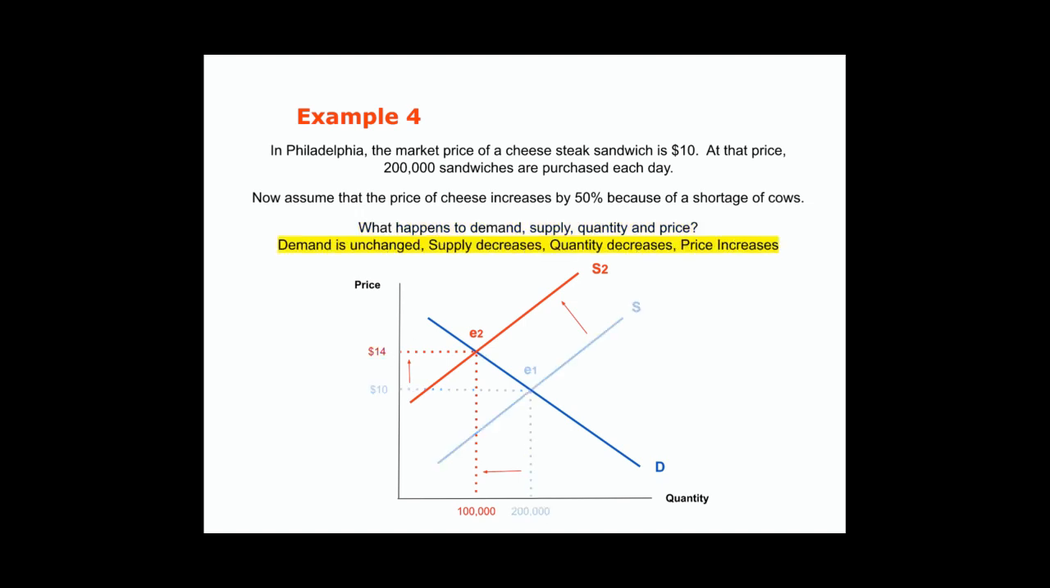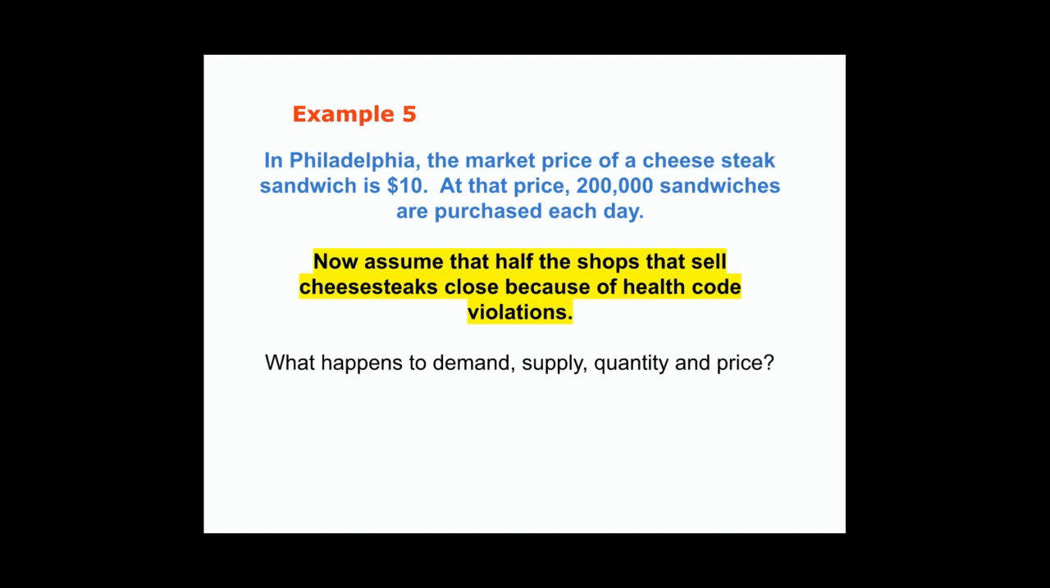So demand is unchanged, supply increases, quantity decreases, and the price increases. And we have a new equilibrium: less sandwiches at higher prices. Here's another example. We assume that half the shops that sell Philadelphia cheesesteaks close because of health code violations.